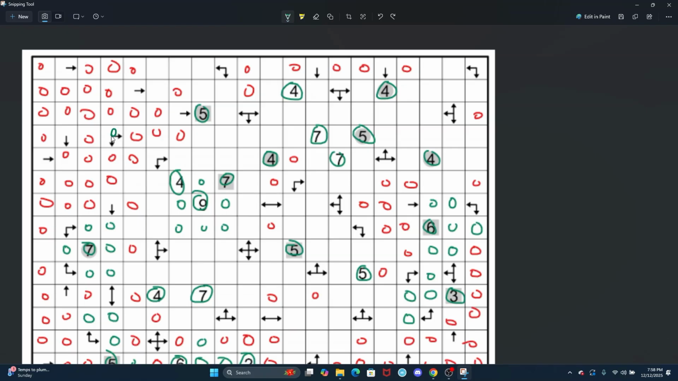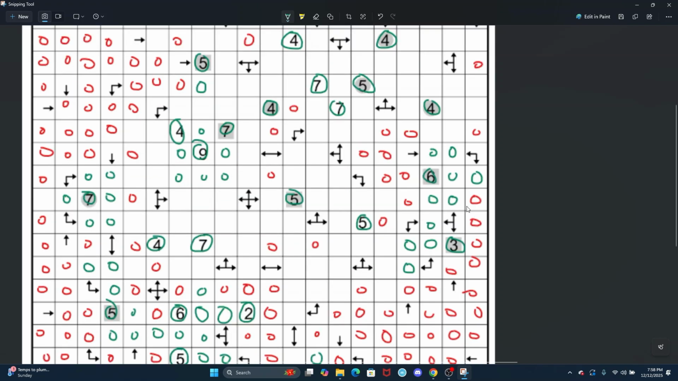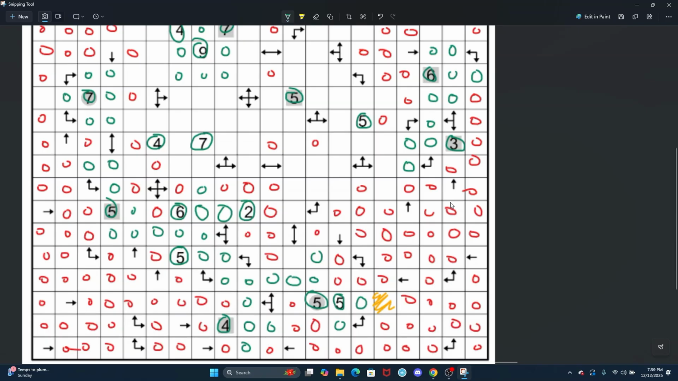But this one does. If you look at this arrowed cell, going downwards, pointing downwards, the closest green cell is 4 tiles away. So in the other direction, rightwards, 4 cells away must be green. So you have that this is green. What else is there?